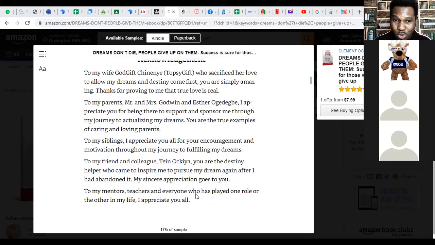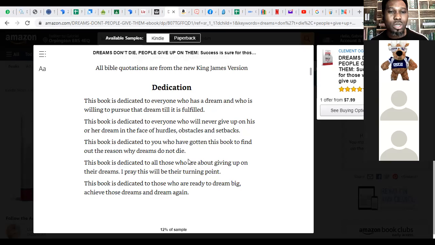Acknowledgement is thank you. Thanking them for what they have done for you, you know, how they helped you to write the book or how they inspired you to write the book, right? But here, you are just recognizing them, but not saying thank you to them. That is the difference between dedication and acknowledgement.